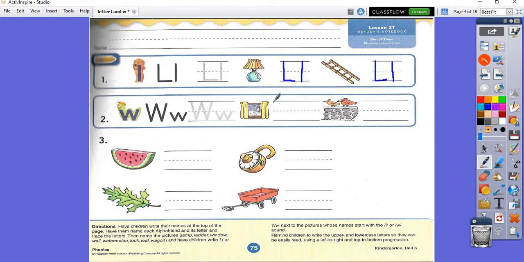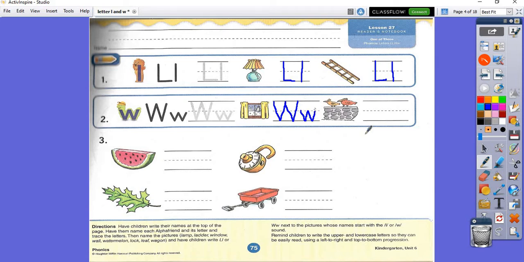W, starting with the first line, go down, touch the third line, bring it up, touch the first line, again bring it down, third line, again bring it up. Very good. Now we are going to write lowercase W. Again same, but starting with the second line, bring it up, again down, and bring it from the second line.